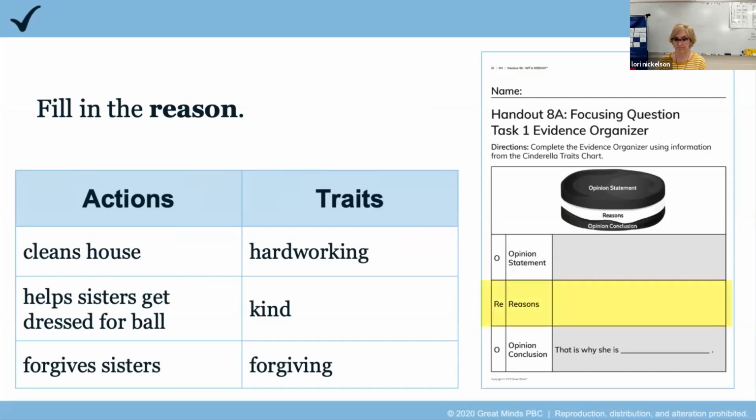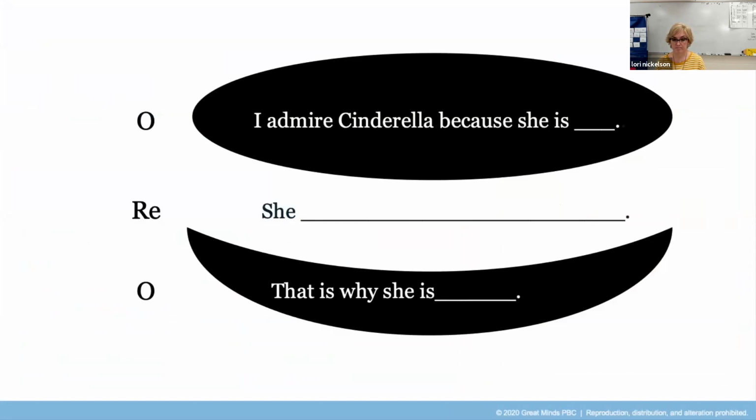Now you are going to write the appropriate action in the reason box in the middle of the evidence organizer. I want to encourage you to write a word, a phrase, or an illustration that can help you capture Cinderella's action. Did you write your reason?